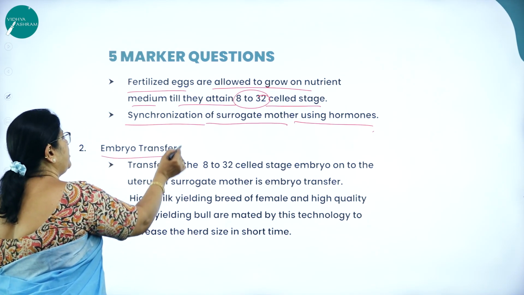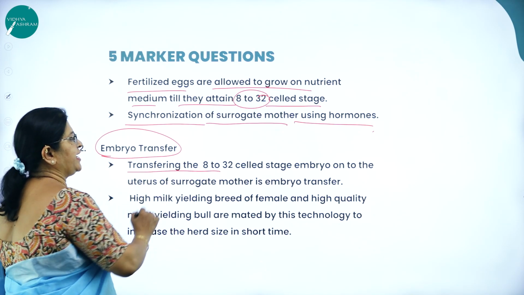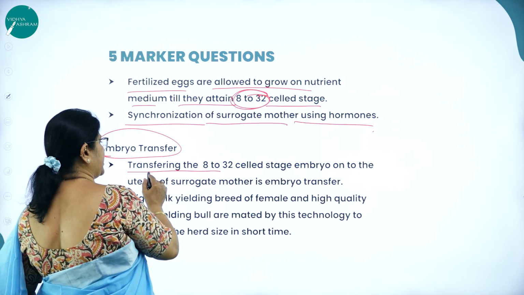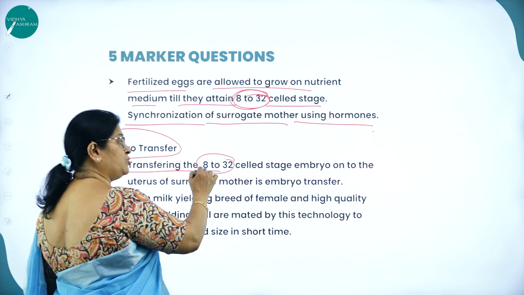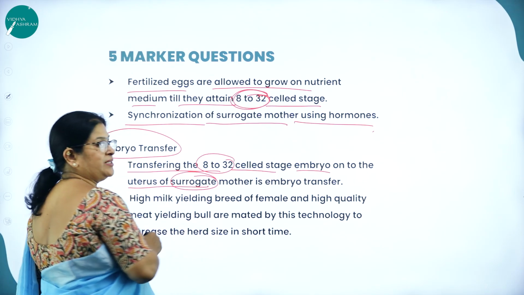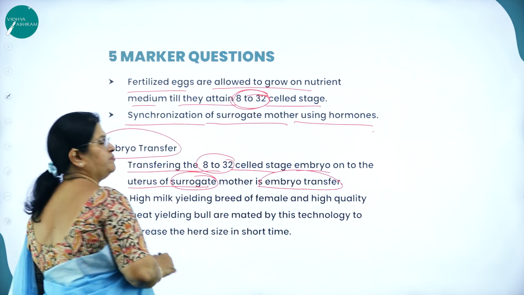Next, what is very important? Embryo transfer. What will they do? Transferring the embryo after developing it up to what stage? 8 to 32 cell stage. Then transferring the 8 to 32 cell stage embryo onto the uterus of the surrogate mother is called embryo transfer.